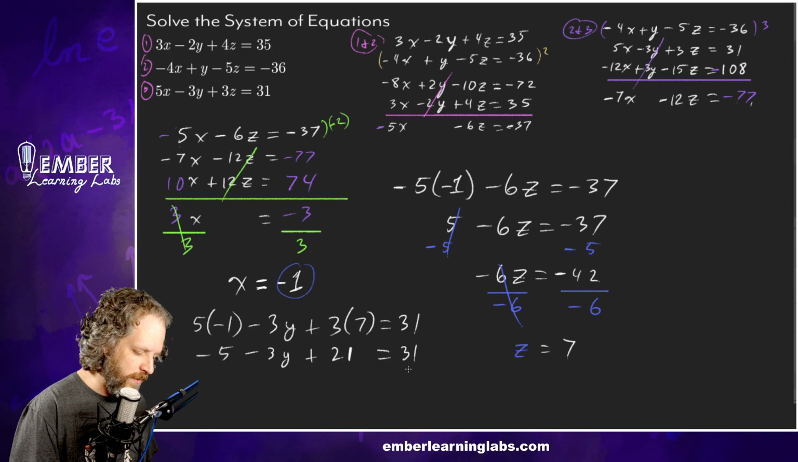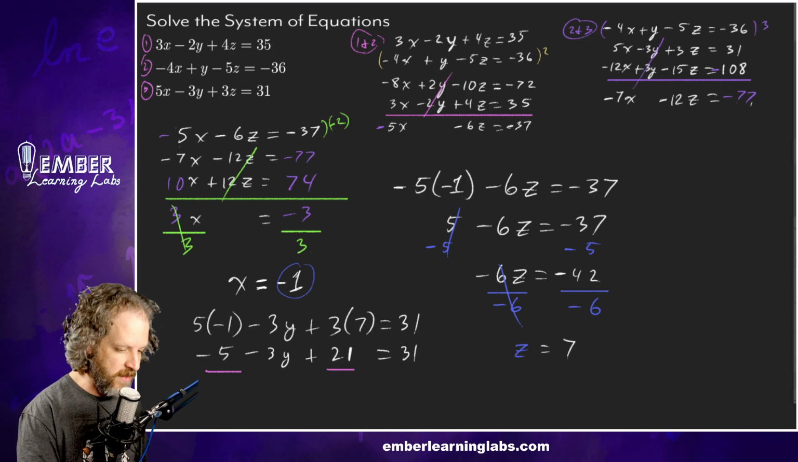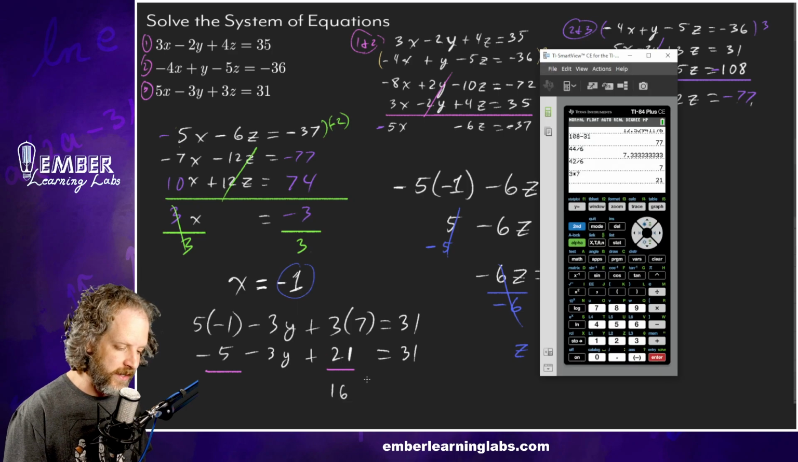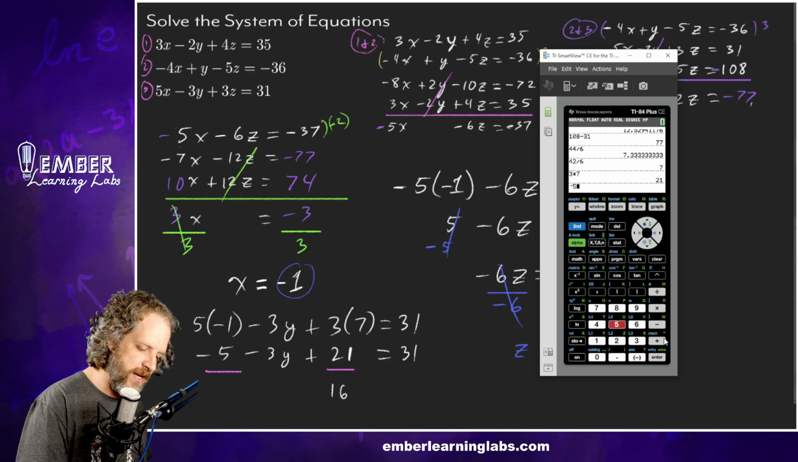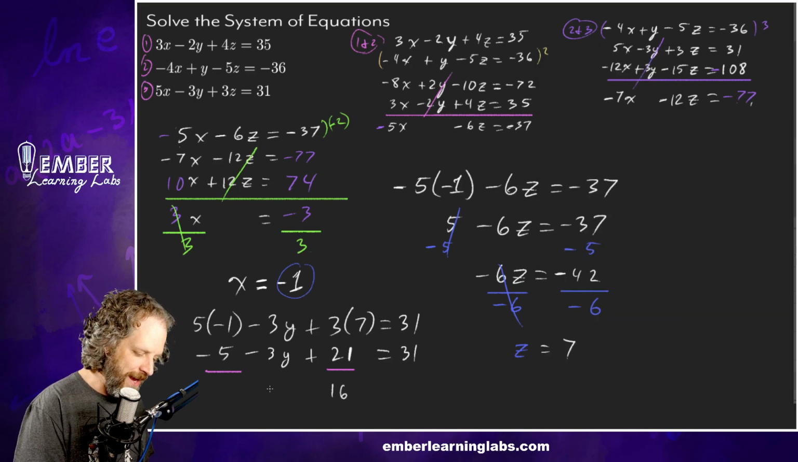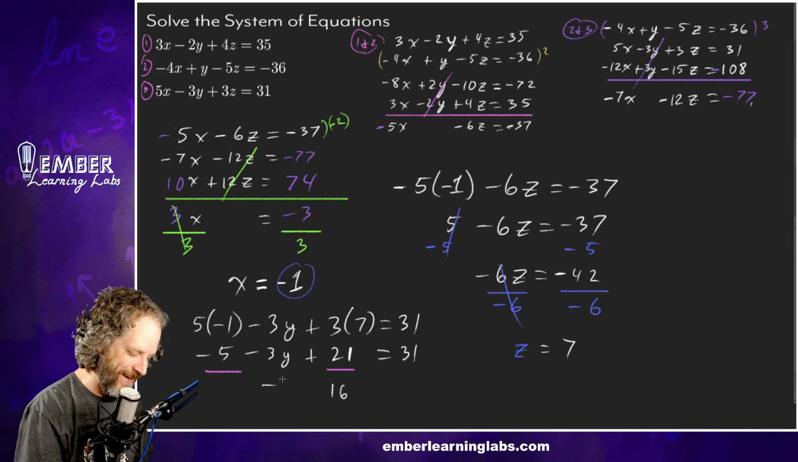Equals 31. We got some like terms over here, so we're going to combine those like terms. Negative 5 plus 21 is positive because the bigger number is positive, positive 16. I'm putting that in the calculator just because we're not making mistakes anymore. Negative 5 plus 21 is 16. Good job. It's going to be okay, y'all.